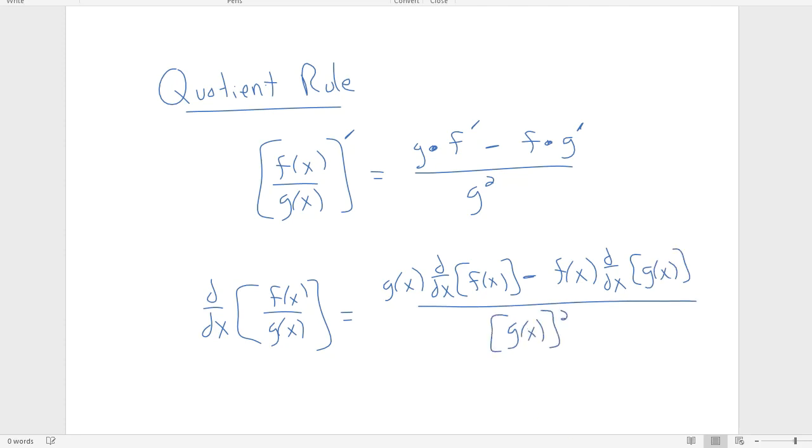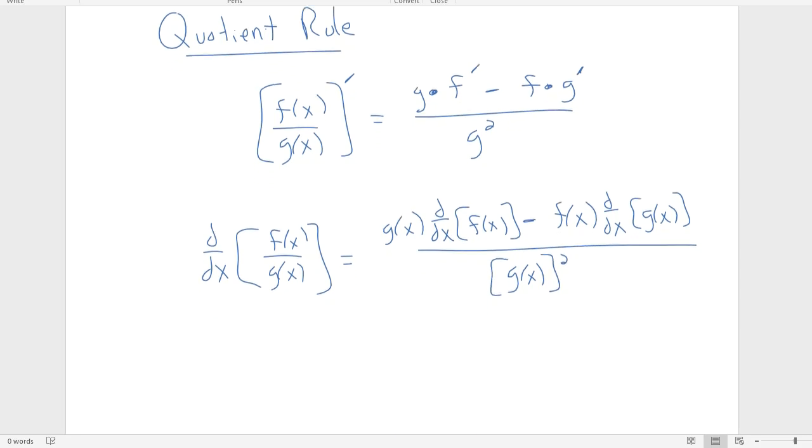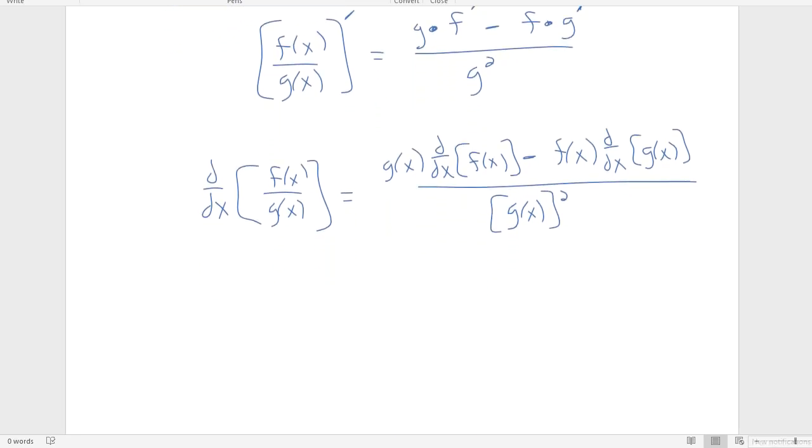There's a kind of neat way to remember this as a mnemonic. I'm saying it in words. That always helped me remember it. I had one of my students show me this, which I thought was kind of cool.